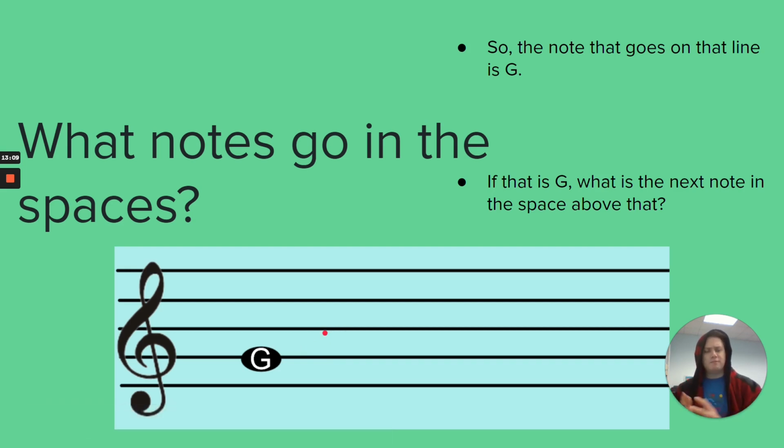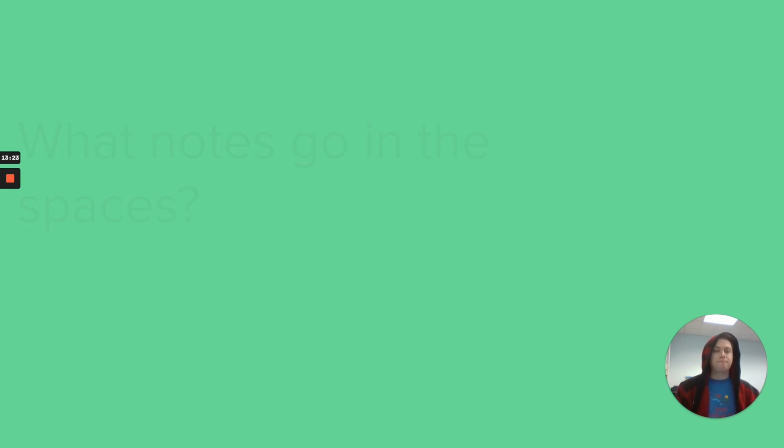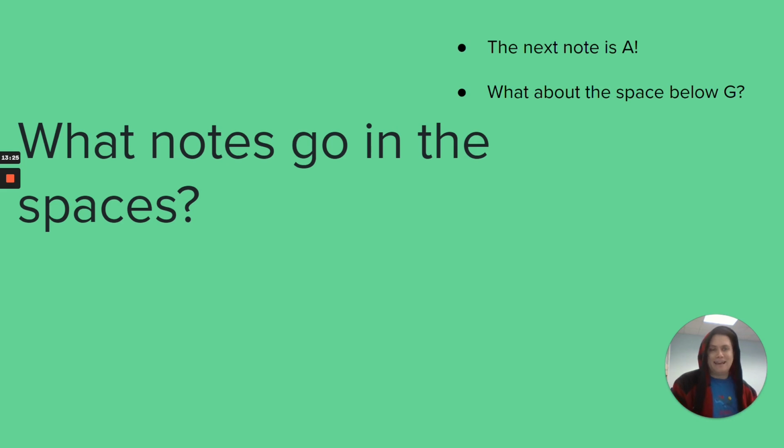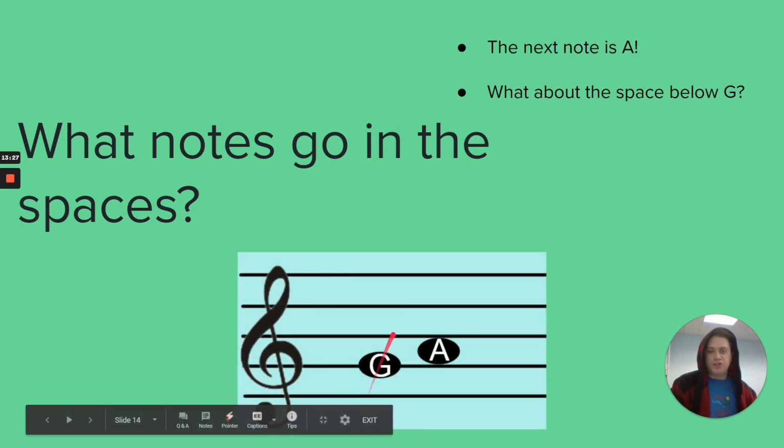Well, we talked about that a minute ago. When you have your musical alphabet and you reach G, what do you do next? What's your next letter? It loops back around to what? You're right. It loops back around to A. So we have G on the second line, and now we have A in that second space. So this is the first space, and this is second space.